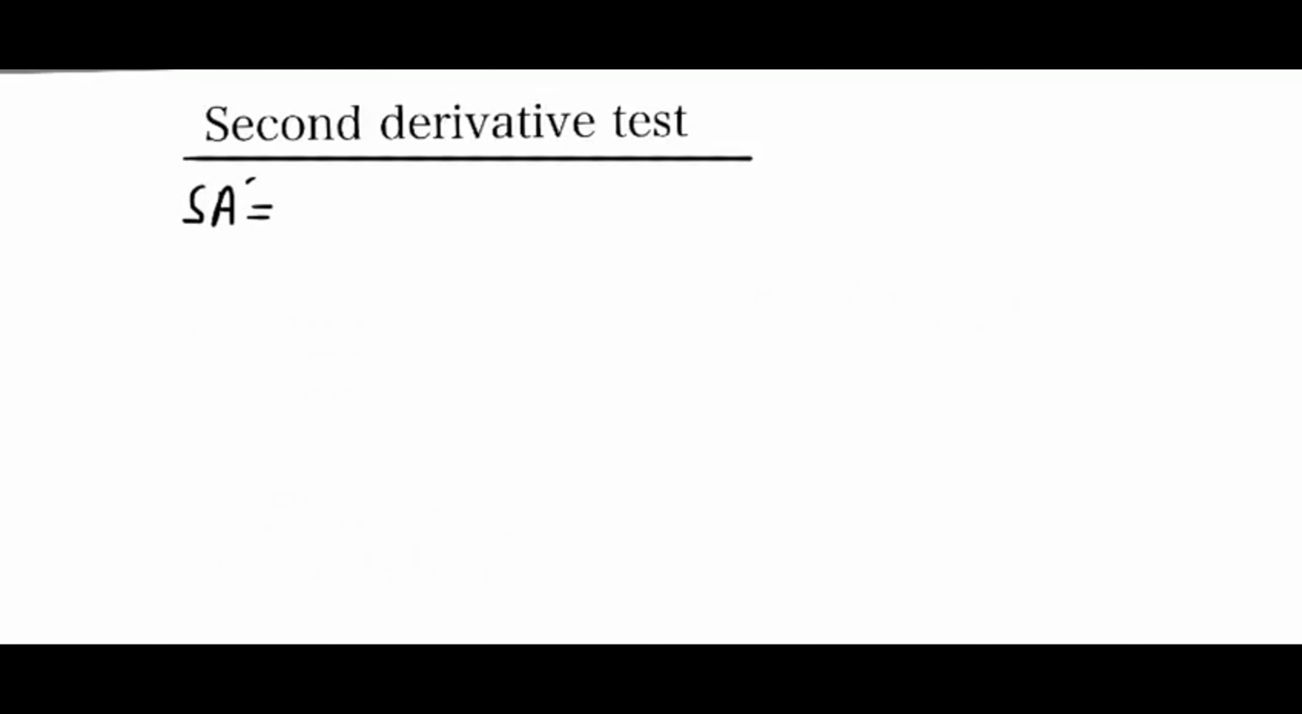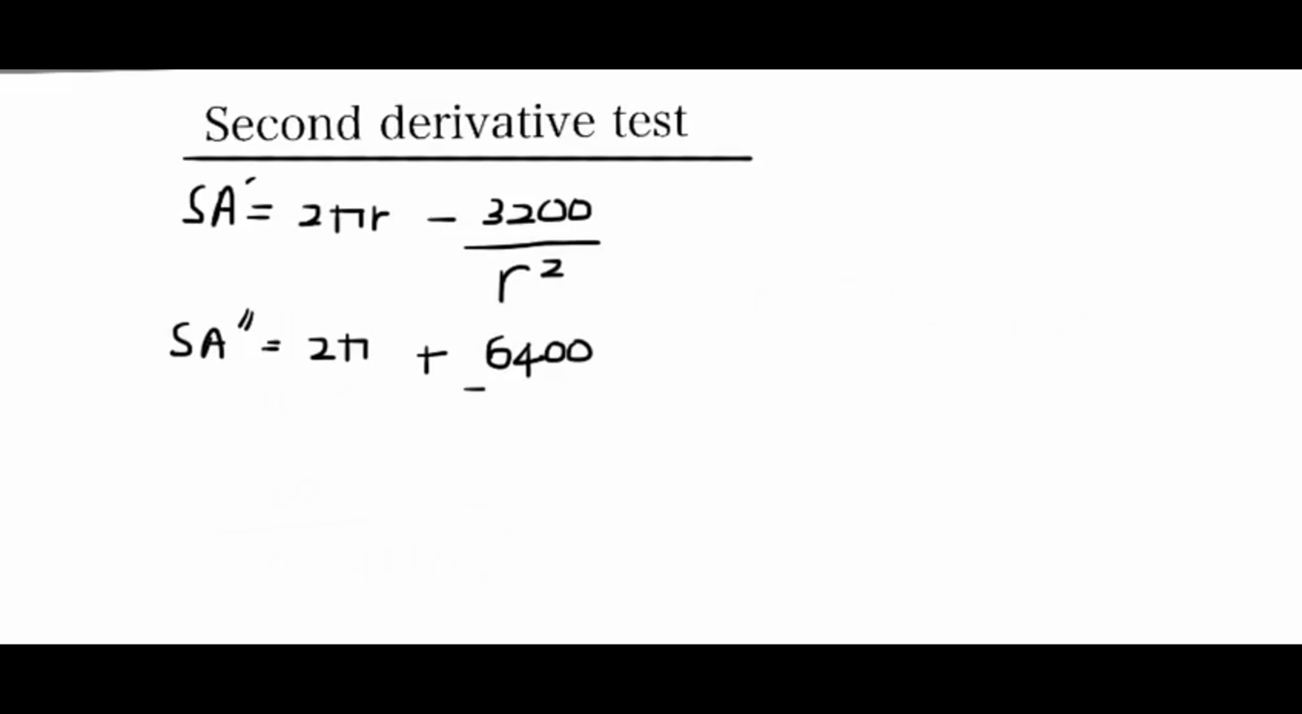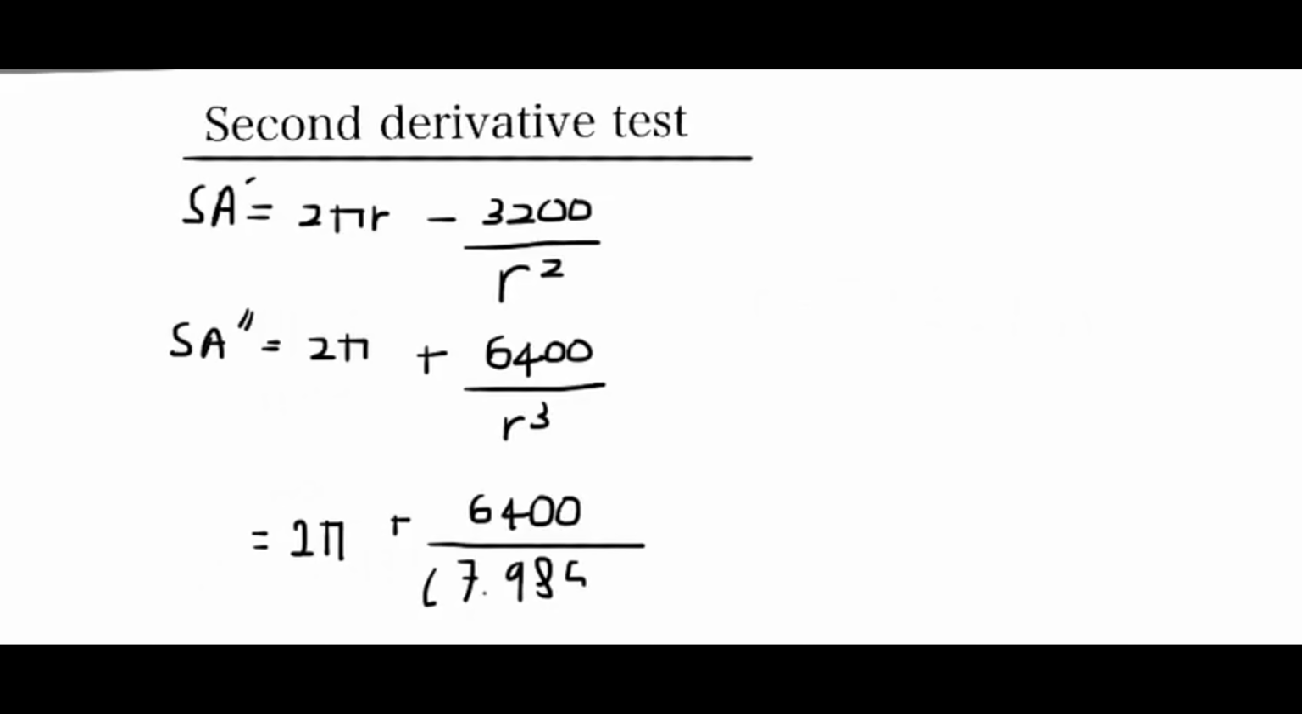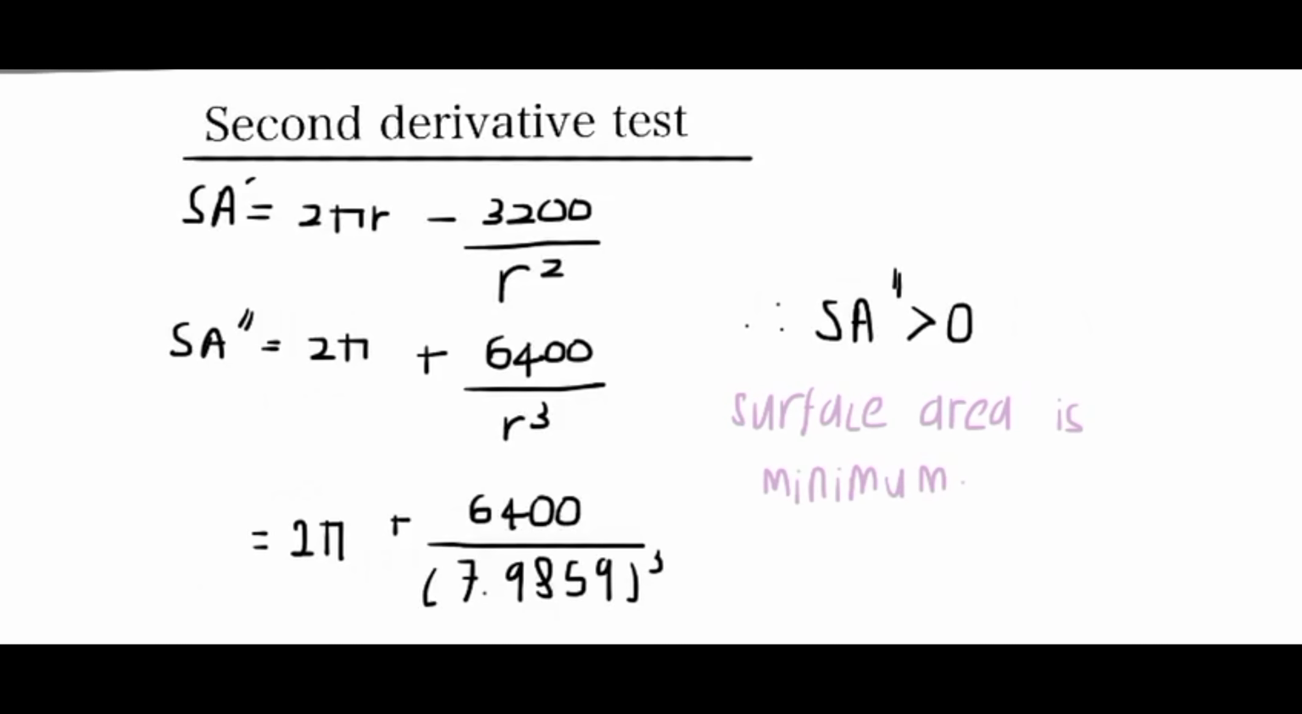Use the second derivative test to check if the quantity is minimum or maximum. These are the steps to do the second derivative test. After that, substitute the value of r into the formula. Since the second derivative is greater than 0, the surface area is minimum.